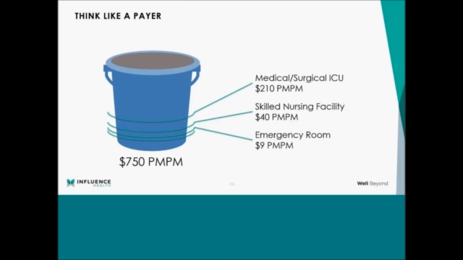If I can take that $210 PMPM and take that down by $4 or $5 PMPM, you can extrapolate that across a population and you know what your rough value is. Now, you don't have to get into the weeds on the numbers themselves. The point is, think like a payer. Put the patients in buckets.